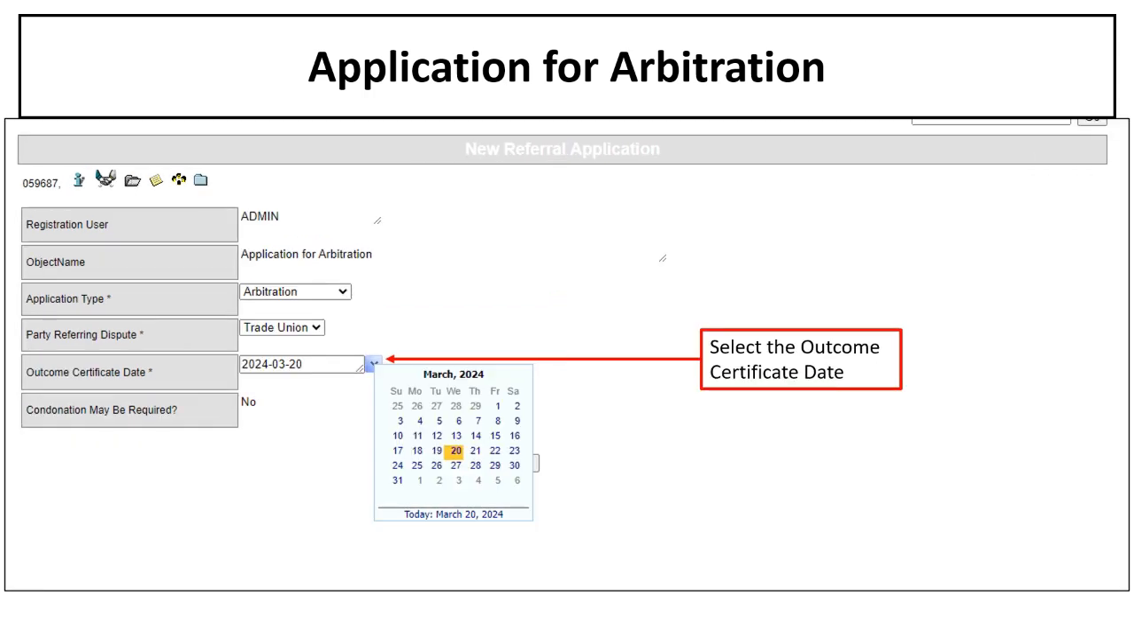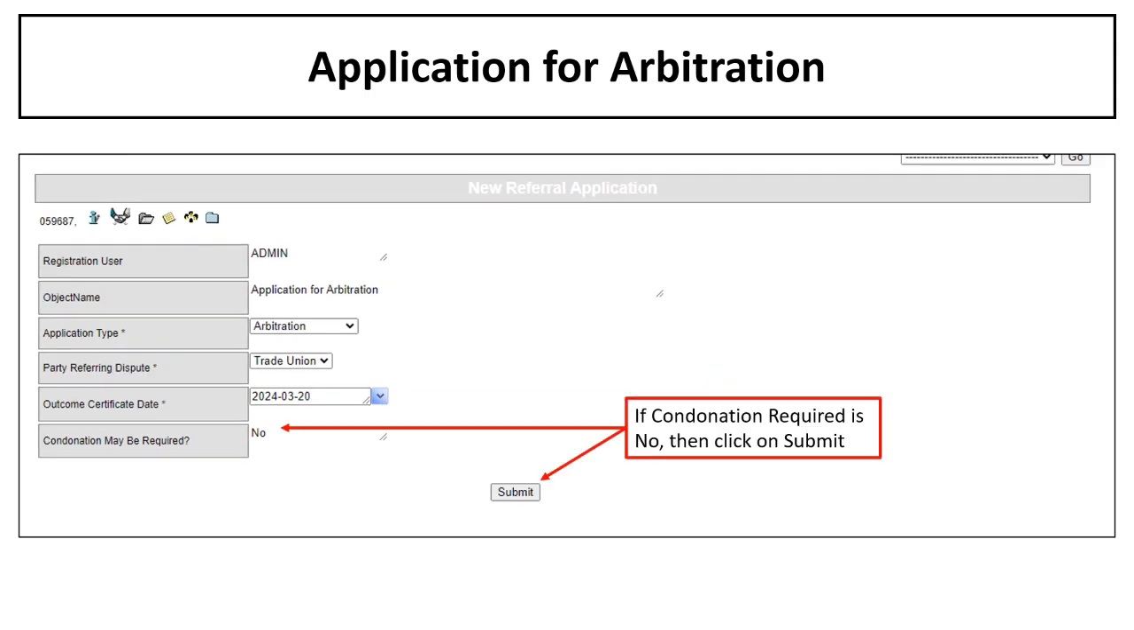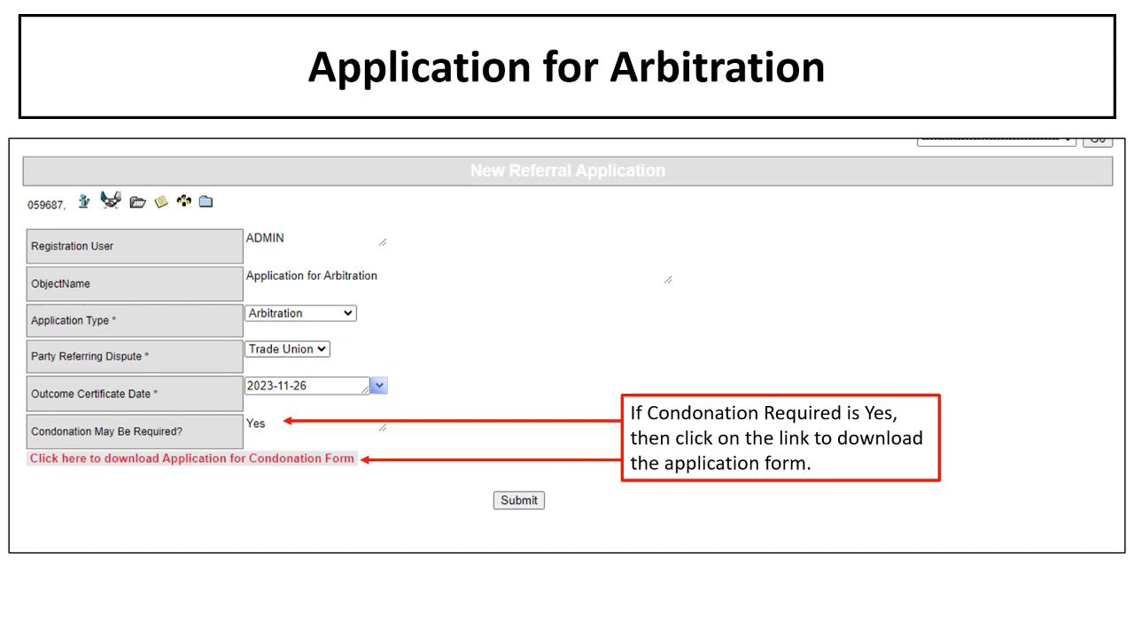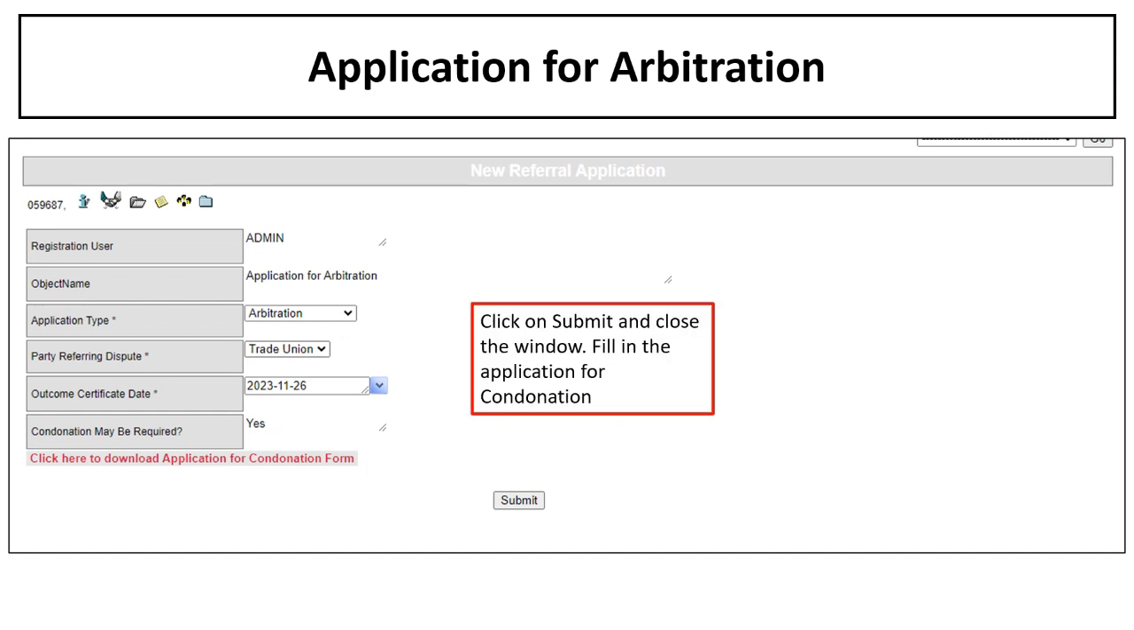The system will calculate if condonation may be required. If not, then simply click on Submit. If condonation required displays as yes, then click on the link to download the application form. Click on Submit and close the window.